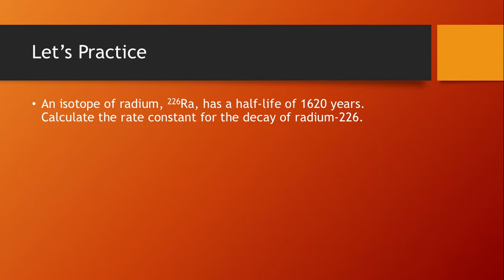So let's talk about a practice question. An isotope of radium, which is given by 226 Ra, has a half-life of 1,620 years. Calculate the rate constant for the decay of radium-226. We are given the half-life, 1,620 years, and it says to calculate the rate constant.